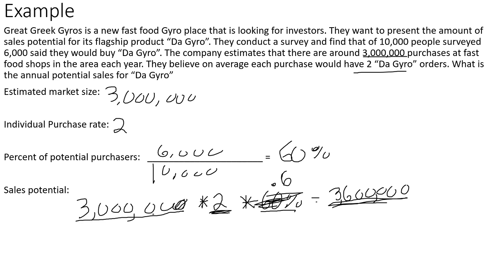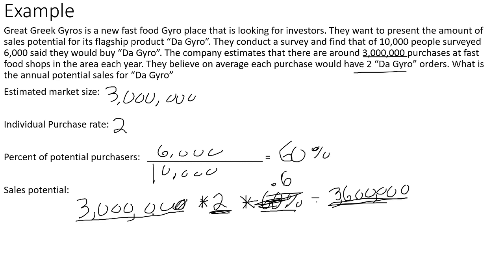Because the market size is just how many potential buyers you have, and the individual purchase rate is, of those potential buyers, how many times will they buy your product. So that's why you can exceed your market size. And again, that's something they would present to investors, saying, hey, we have an estimated 3,600,000 sales potential with this one product, therefore we're a good investment. And they can go through all the pricing and stuff to attach to that as well.